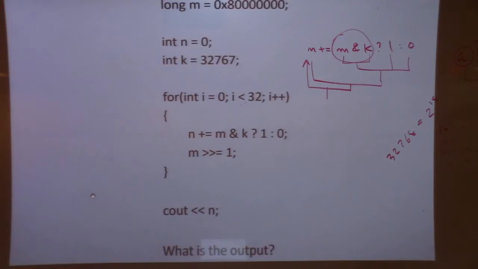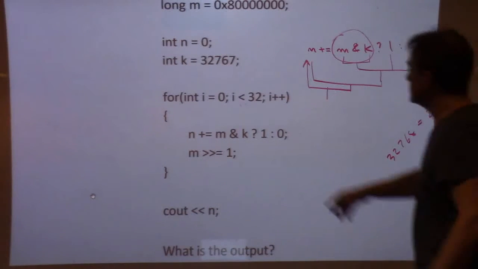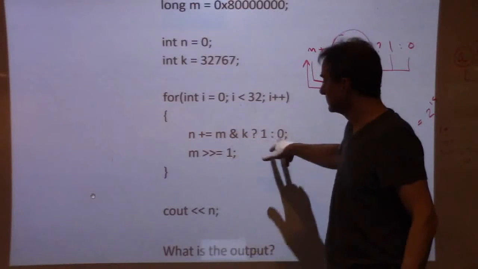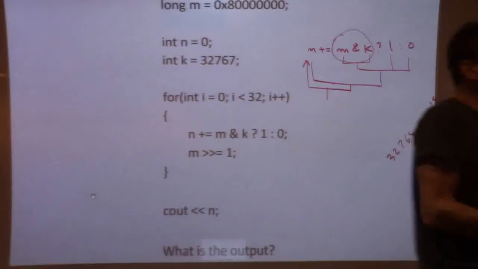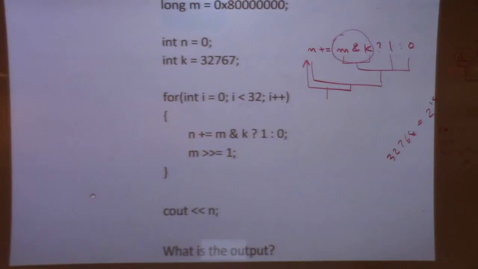0. Now, 0 is a value, but we're not asking is it 0. We're asking is it true or false? When is a value true? When is a value false? 0 is false. Non-zero is true. So since the condition is false, what's the value of n after one iteration? 0.